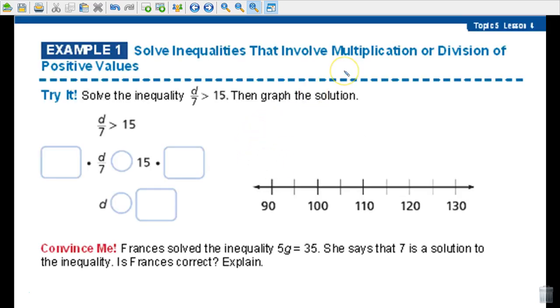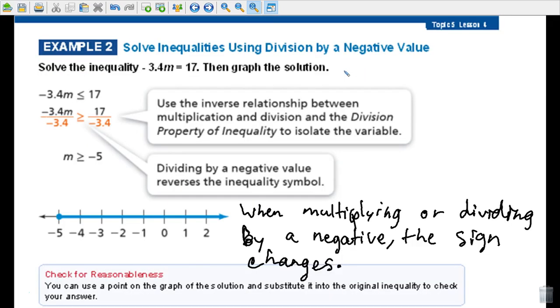Try it with division. That'll happen later.